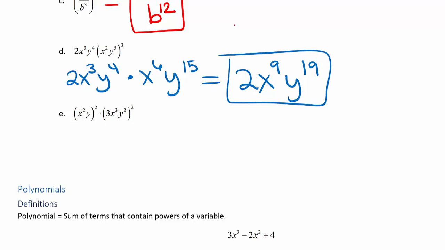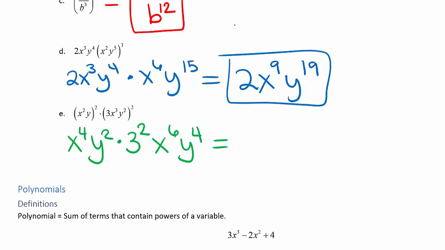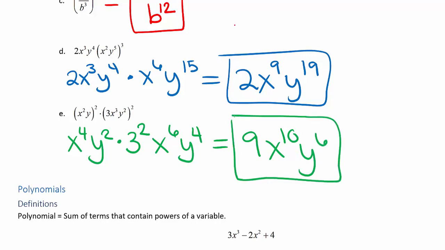Same idea in part E. I start by multiplying the exponents to get rid of the parentheses. Now that squared has to apply to the 3 as well, so I'm going to get a 3 squared. I'll turn that into a 9 eventually. But then I multiply the exponents, so to get the x to the 6, y to the 4th. Now I have a product. I'm going to rewrite that 3 squared as a 9, and then I'll add the exponents. 4 and 6 is 10, so x to the 10th, and 2 and 4 is 6, y to the 6.